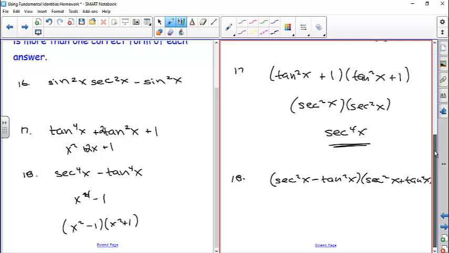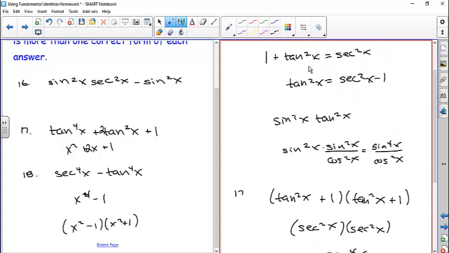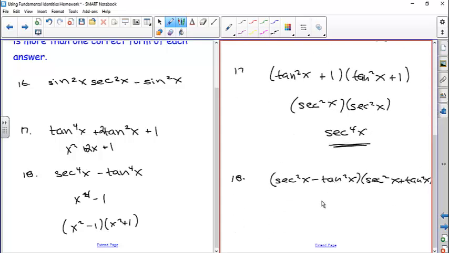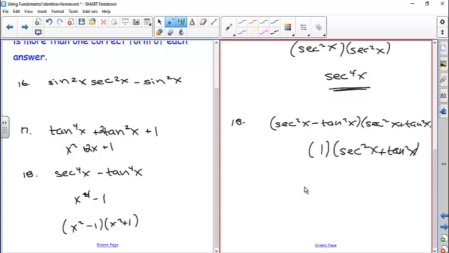So again, using the same identity here, what we're looking for is secant minus tangent. If I subtract tangent squared from both sides, I'll get 1 is equal to secant squared minus tangent squared. So this thing becomes 1, and this other thing doesn't change. There's no way to simplify that. So you're just left with secant squared x plus tangent squared x as your final solution.